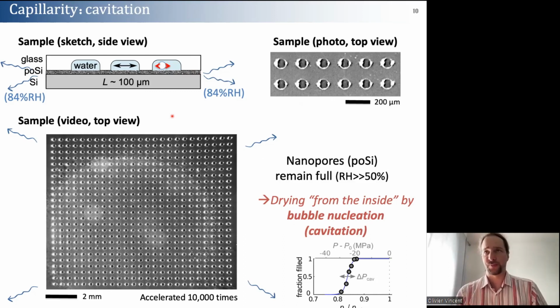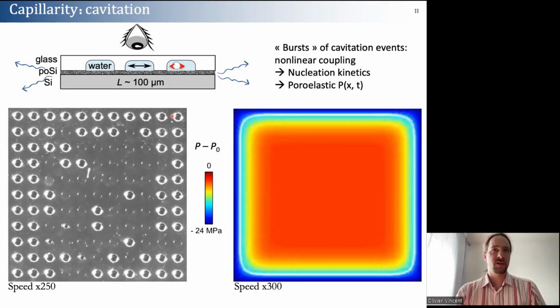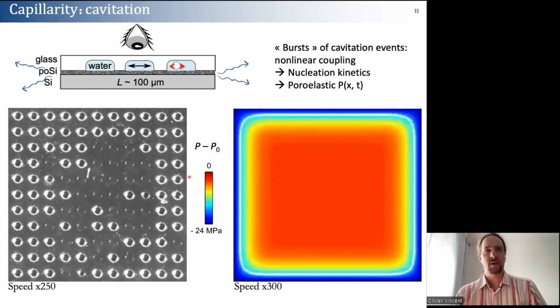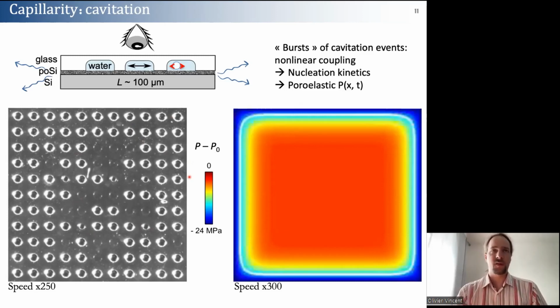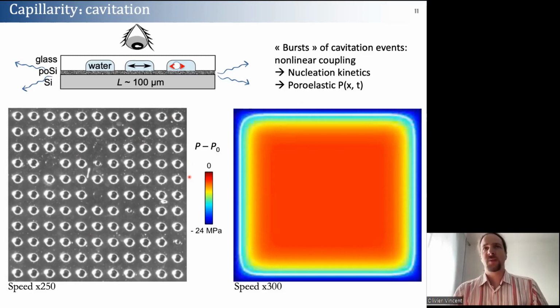We also saw that there's some interesting dynamics if you look closely at how these systems empty over time, in the sense that they will have a bunch of cavitation events and then nothing, and then a bunch and then nothing. There seems to be a periodic emptying of these cavities, separated with periods where nothing much happens. And we could explain this, I won't go into details here, but this is all due to the nonlinear coupling between the nucleation kinetics, where the rate of nucleation depends on the local pressure, and the poroelastic evolution of pressure in the system.